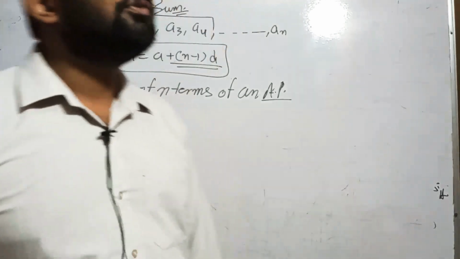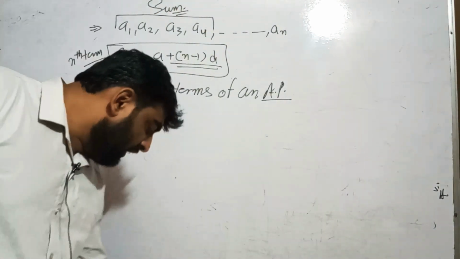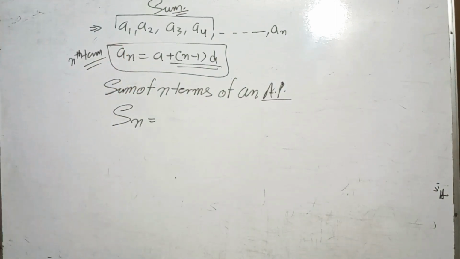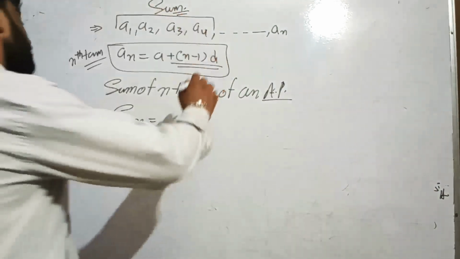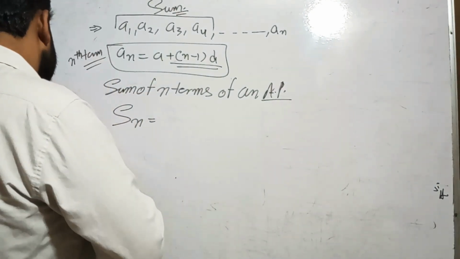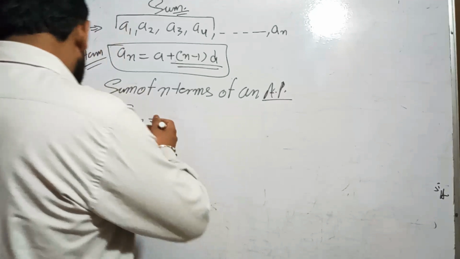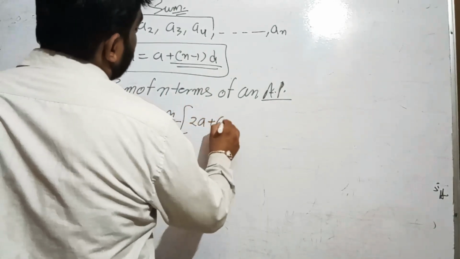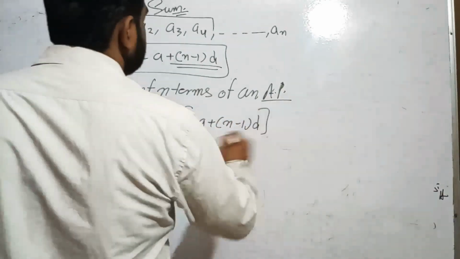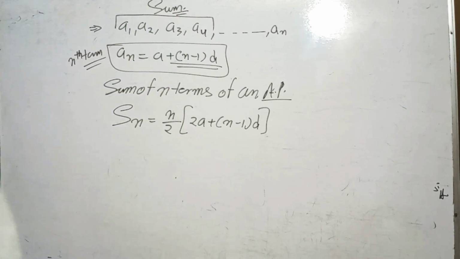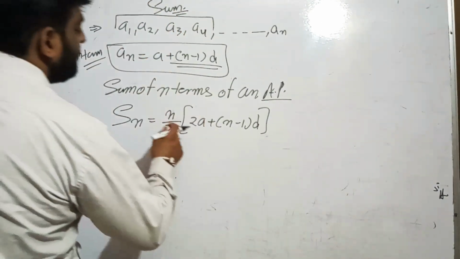So what is the formula, students? First of all, the nth term is a plus n minus 1 into d. The formula for the sum of n terms of an AP is n upon 2 into 2a plus n minus 1 into d. So this formula is used for finding the value of the sum of n terms of an AP.